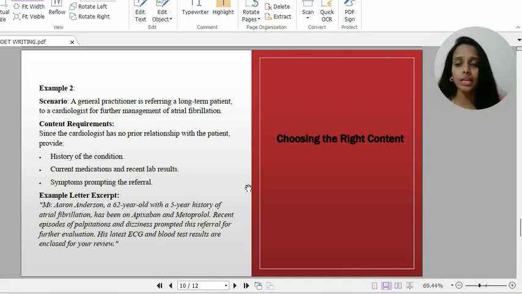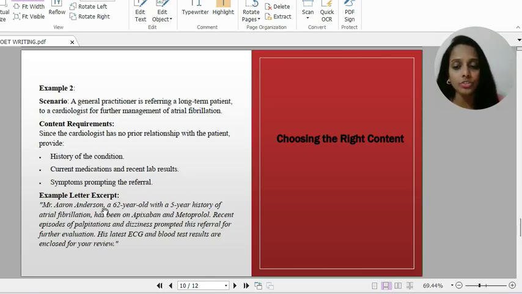Here is another example. The scenario is a general practitioner is referring a long-term patient to a cardiologist for further management of atrial fibrillation. And the content requirements here, since the cardiology has no prior relationship with the patient, we need to provide a history of the condition, current medications, and recent lab results, symptoms prompting the referral.